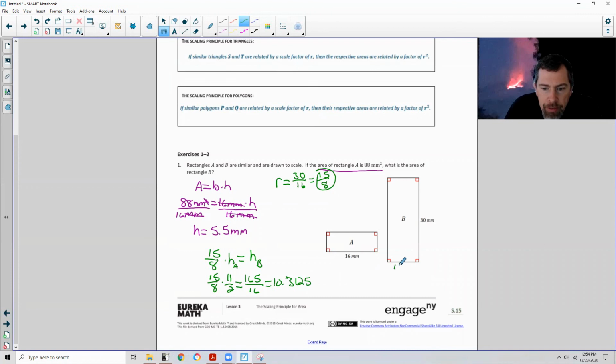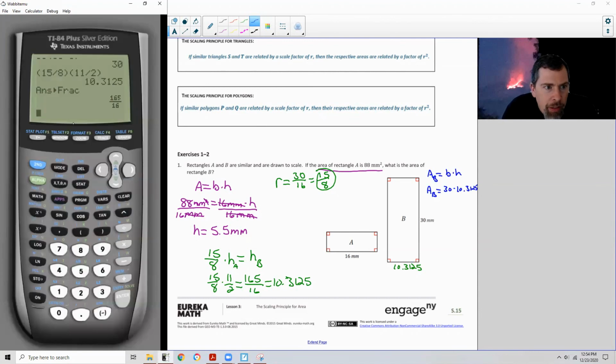So that is 10.3125. So now the area of this one is area of B equals base times height. The area of B is going to equal the base, which was 30, times the height, which is 10.3125. So I take this and I hit times 30, and I get 2,475 over 8.